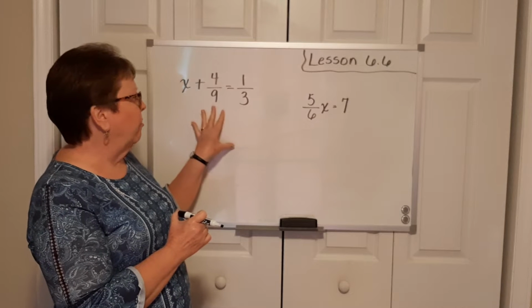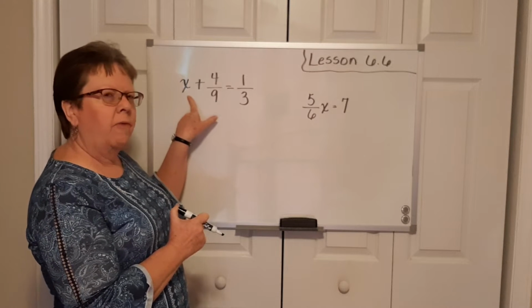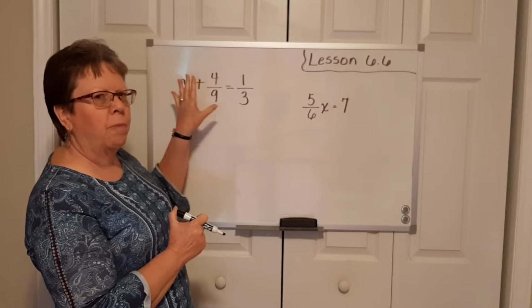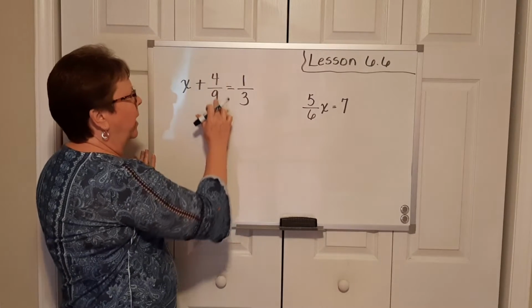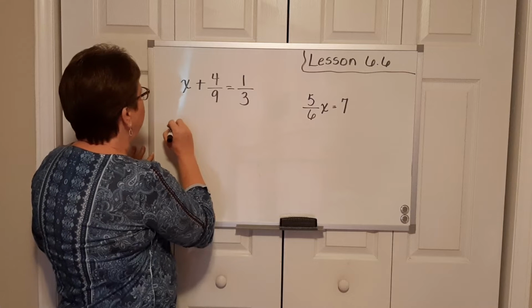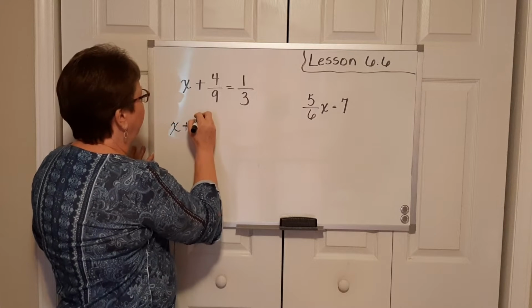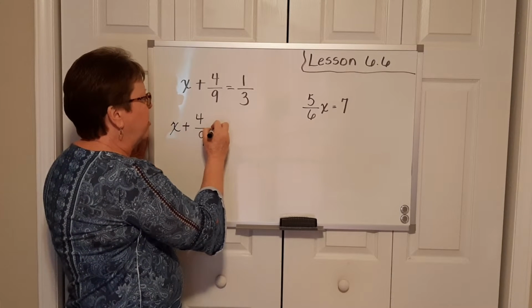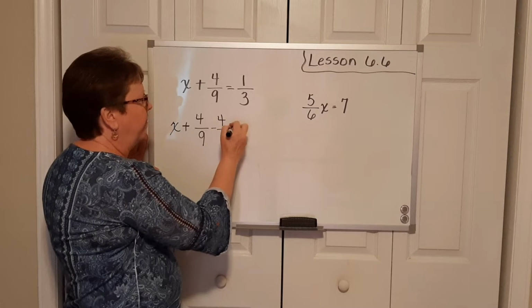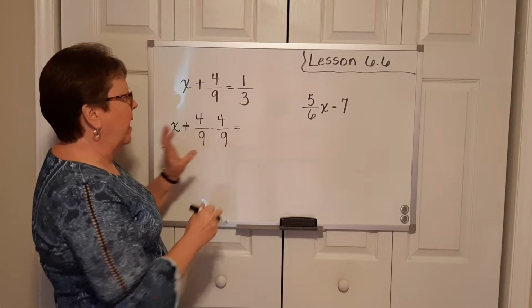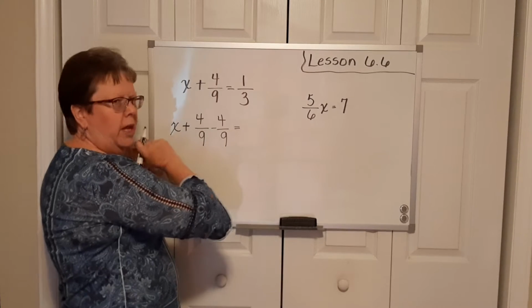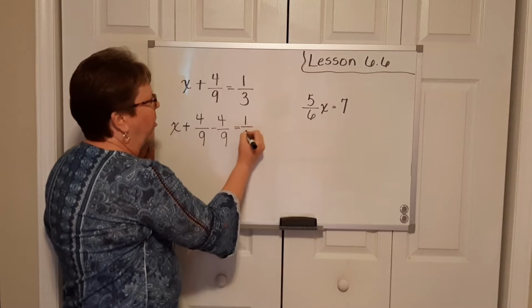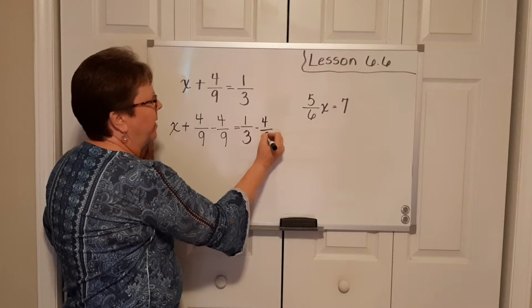Now, when you're solving an equation with a variable, if you remember, I've taught you that it's our goal to get our variable on this side of the equation by itself. So we want to get rid of our 4/9. To get rid of 4/9, because it's added, we need to subtract it. And if you remember, what we do to one side of the equation, we've also got to do to the other side of the equation.